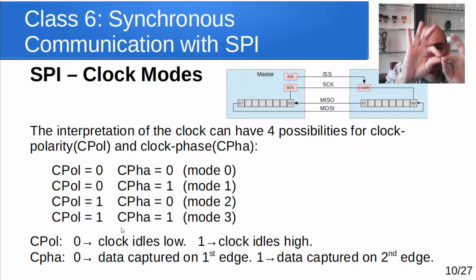Since the clock has a phase, it goes low and high, or it goes high and low. Is it the act of it going high and then low? Is it the first edge, or is it the second edge that causes the data to be sampled? So with those 4 possibilities, we get these modes: mode 0, mode 1, mode 2, mode 3.